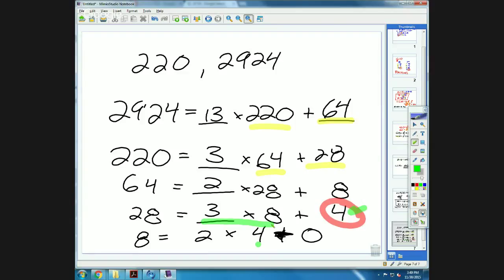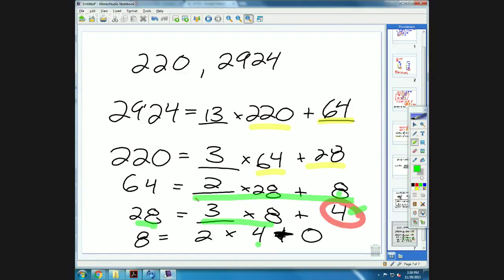Well, okay, 4 goes into 8, and let's see. Oh, so 4 goes into all this stuff, so that means it goes into 28. Okay, so 4 goes into 8 and anything times 28. So that means 4 goes into all of this stuff here. And we just keep following that up. 4 must go into 64 then, right? Because 64 is that stuff.